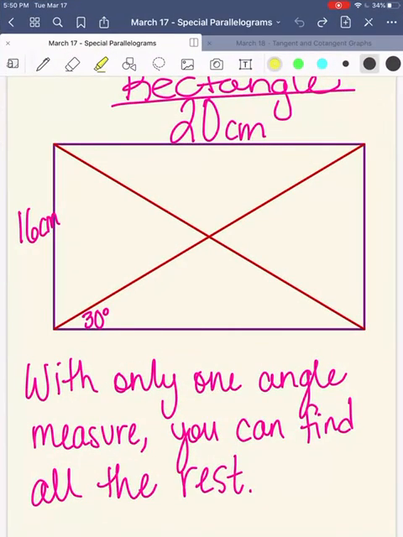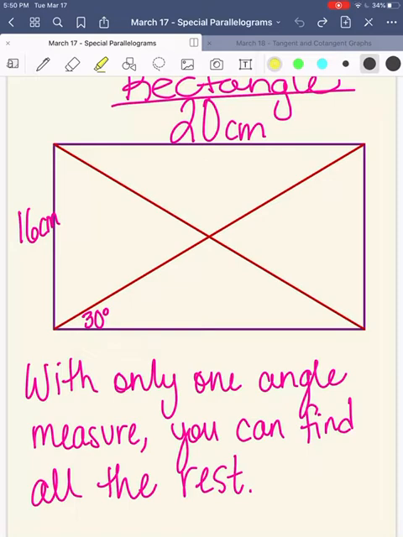I wanted to do a little warm-up today to start with the rectangle to show you. Now, please note that I have to tell you that this is a rectangle. You cannot assume that it is a rectangle, even though it looks like one, because sometimes it could just be a parallelogram. But anyways, this is a rectangle, because I say it is.